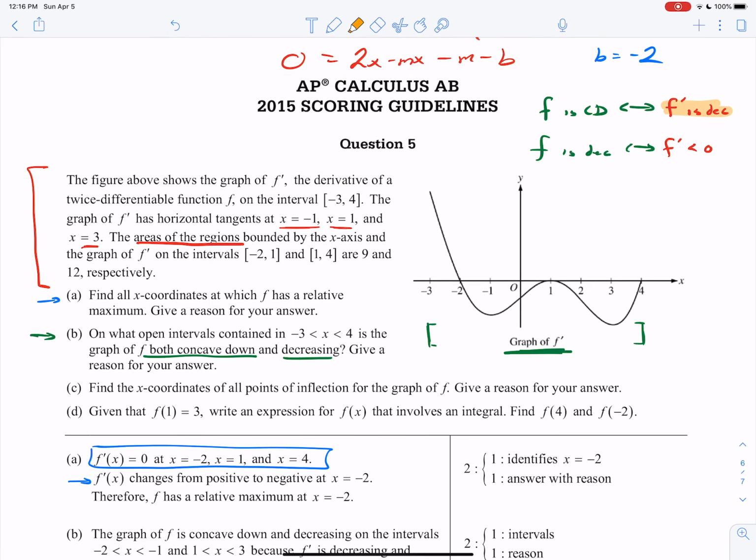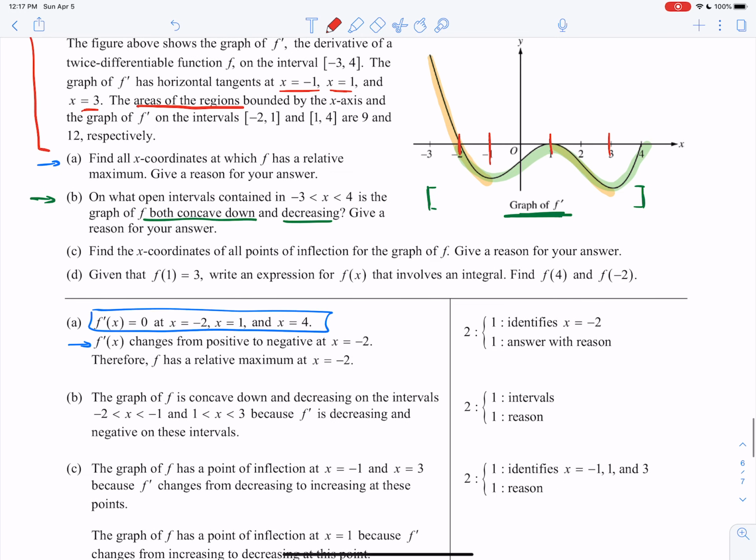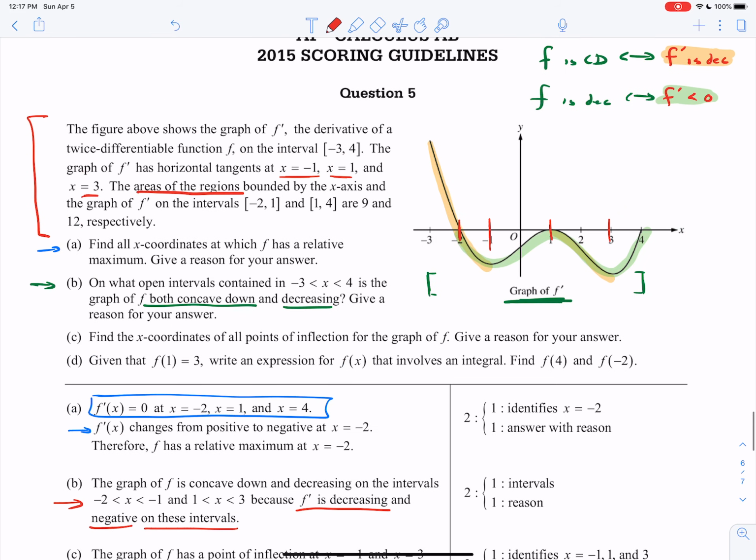So f prime is decreasing. The graph is literally going downwards here in orange. And f prime is less than 0 or below the x-axis here. So where do the two overlap? It's looking like from -2 to -1, and from 1 to 3. And that's basically it. We know this because f prime is decreasing and negative at these intervals. That's basically what we did up here.